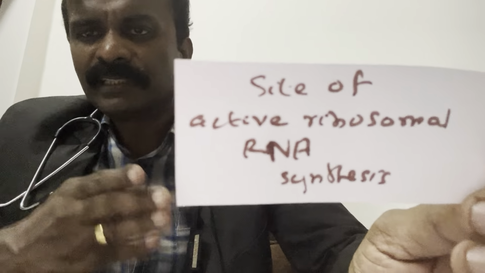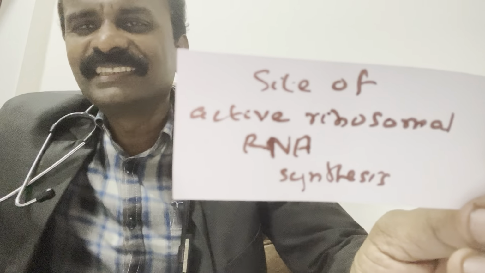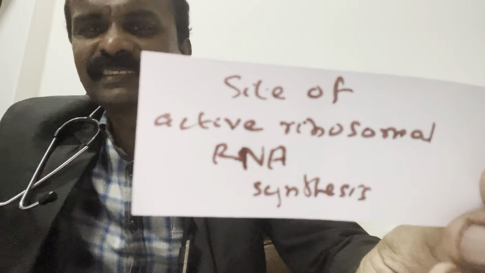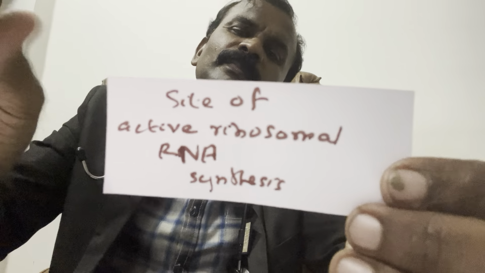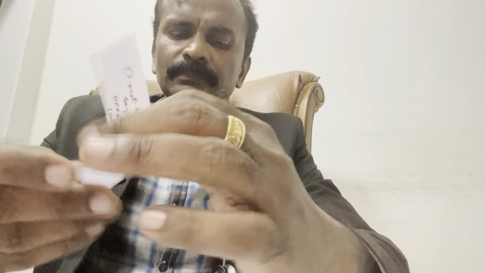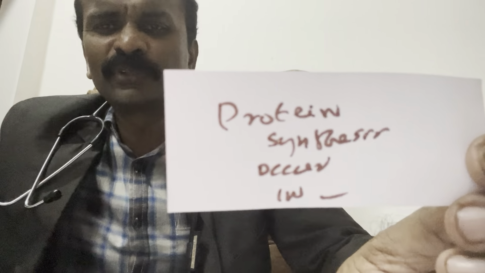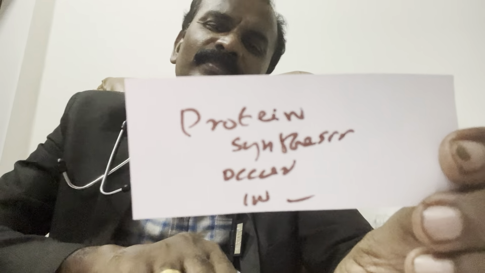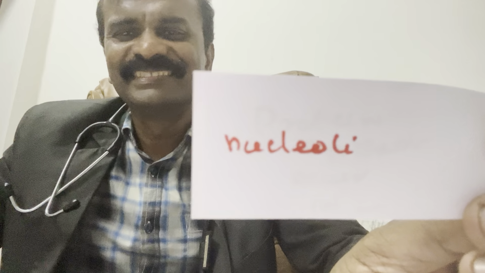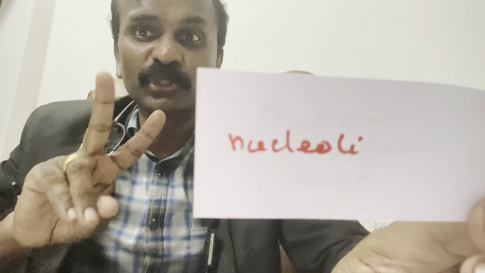Site of active ribosomal RNA synthesis: nucleolus. So protein synthesis occurs in the nucleoli or nucleolus. Two MCQs, repeated MCQs.